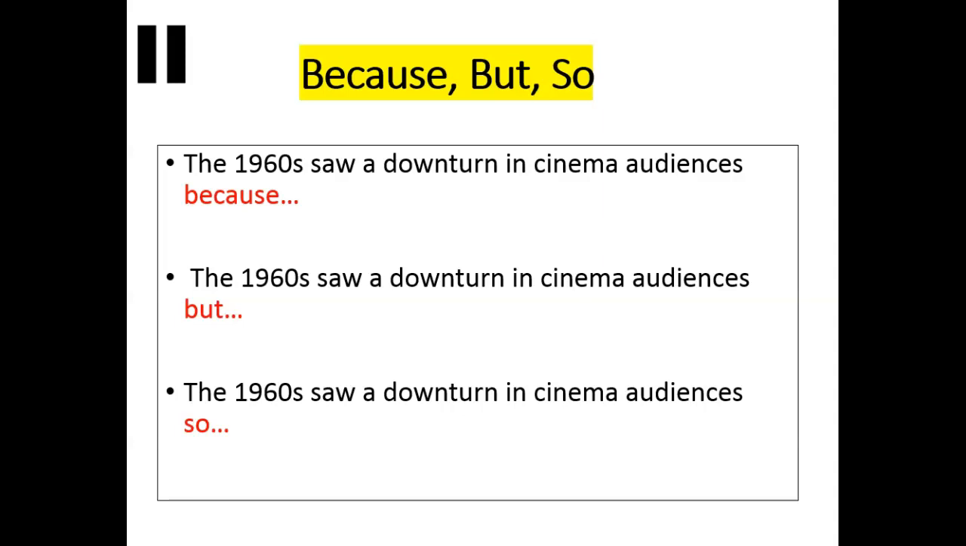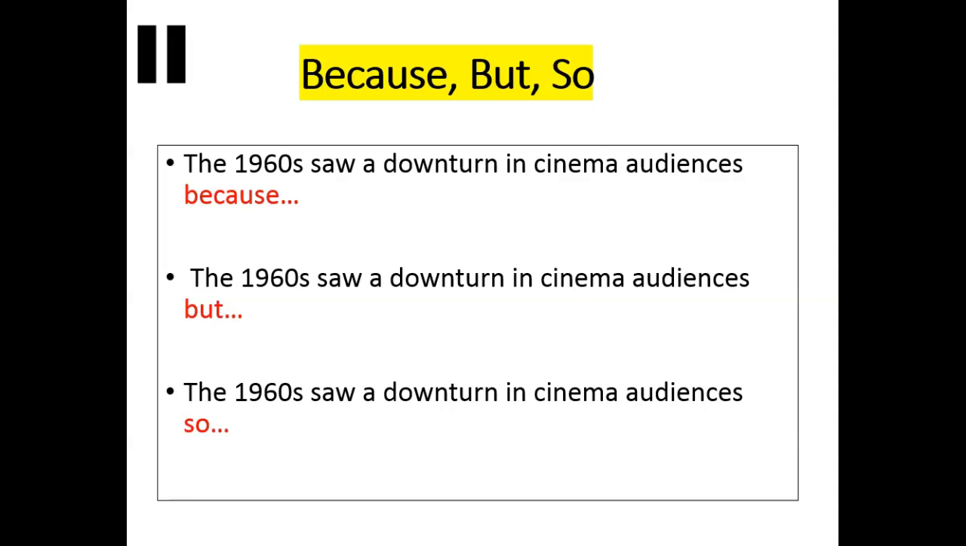So you'll start with the sentence stem. The 1960s saw a downturn in cinema audiences, and then you'll write 3 different endings to that sentence. So the first one is because. So you need to give a reason why. Why was it that fewer people were attending the cinema throughout this decade?